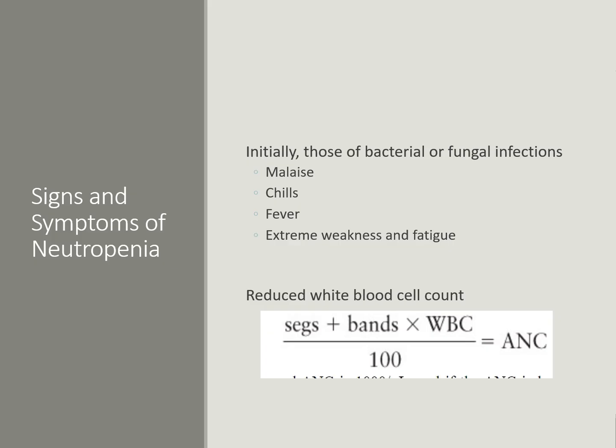Neutropenia itself refers to abnormally low levels of neutrophils, and it's usually defined as a circulating neutrophil count of less than 1,000. The term agranulocytosis means a virtual absence of neutrophils.